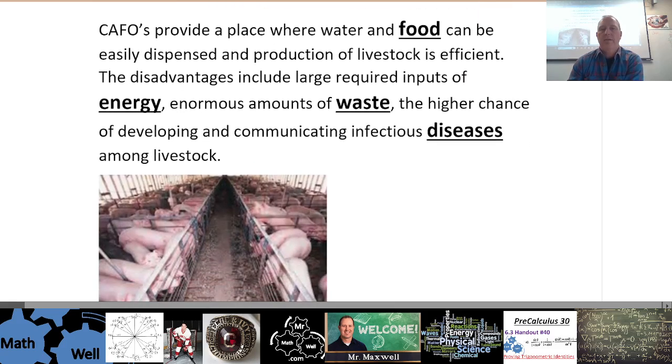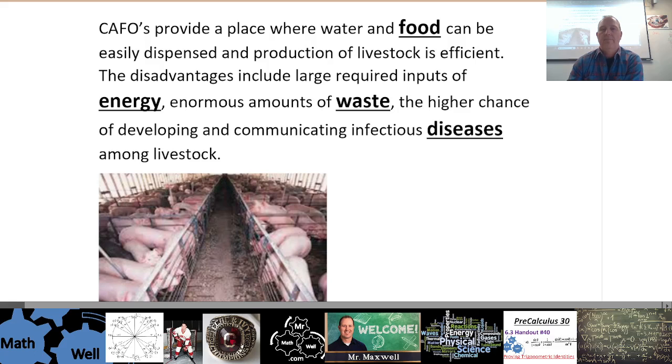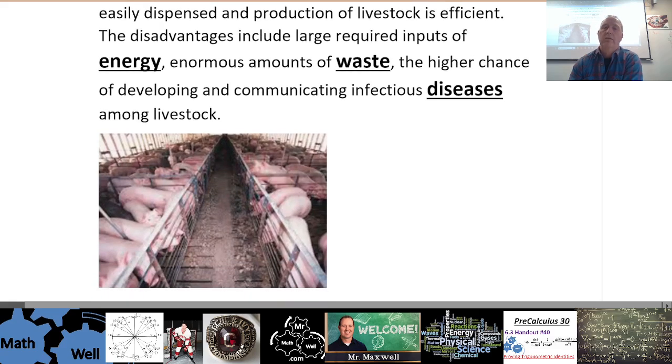CAFOs, back to the confined animal operations, provide a place where water and food can be easily dispensed and production of livestock is efficient. The disadvantages include large required inputs of energy to keep these places going, enormous amounts of waste that the animals produce, and the higher chance of developing and communicating infectious diseases among livestock.